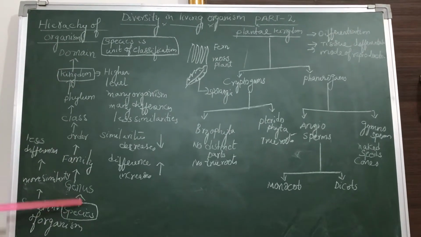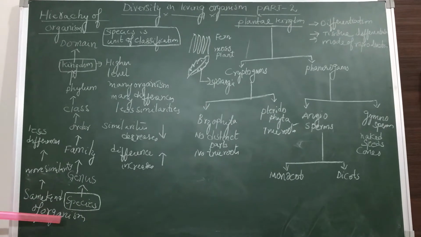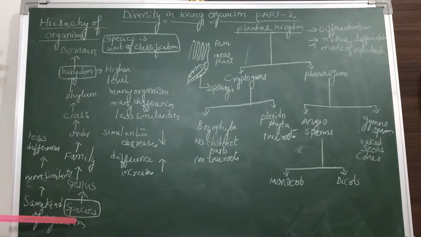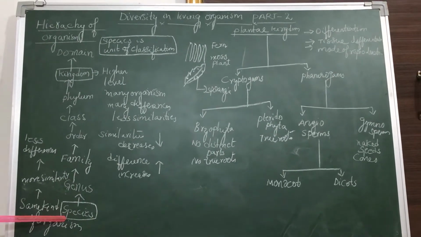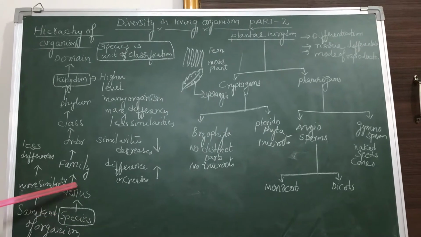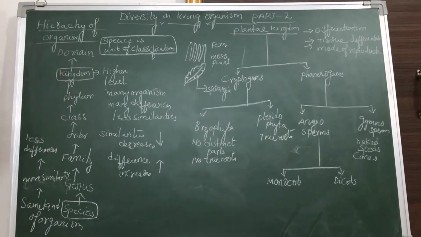This is called the hierarchical order or hierarchy. Species is the fundamental unit of classification. Every organism starts with a species. Species is the fundamental unit of hierarchical order: species, genus, family, order, class, phylum, kingdom, domain.